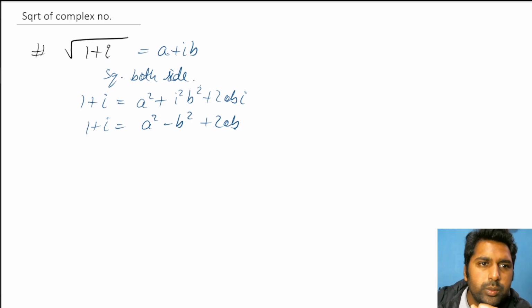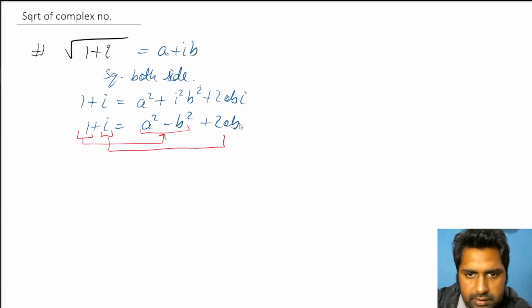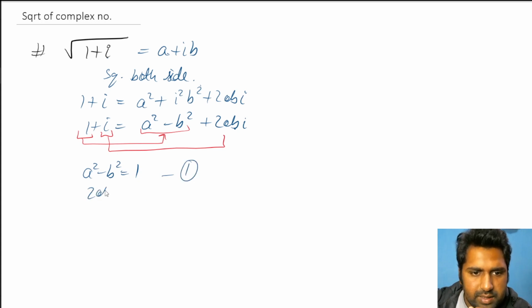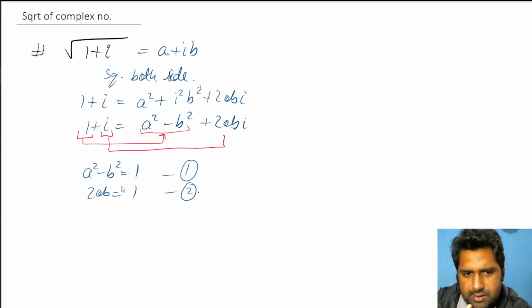And I told you how we can generate equations: compare the real part with the real part, and the part with iota with the iota part. So clearly we get a square minus b square as 1. This is our first equation. And 2ab is also 1. This is our second equation. Now one way to solve this is by getting the value of a and putting it in the other equation and then solving it.